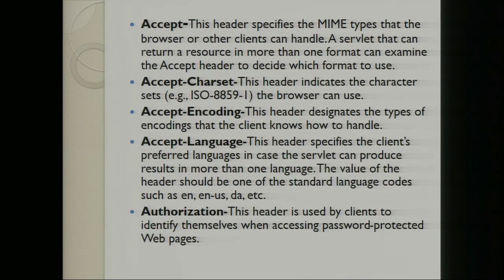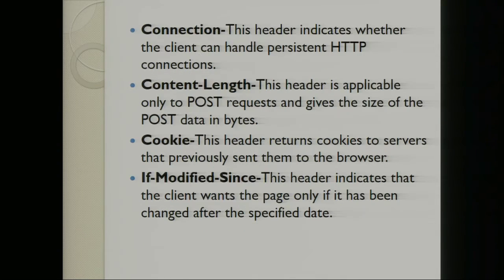Authorization, this is for password protected web pages. Then comes Connection. If you want the connection to be kept alive for a longer time, or whenever you want to access that particular connection, you can use Connection. In case of HTTP 1.0, keep-alive for the connection will be used. Content-Length, this is for the post method which is used to send data. It says how much data has been sent using the post method, given in the form of bytes.